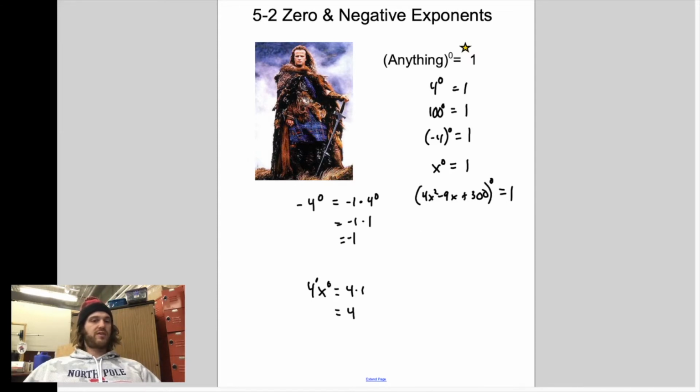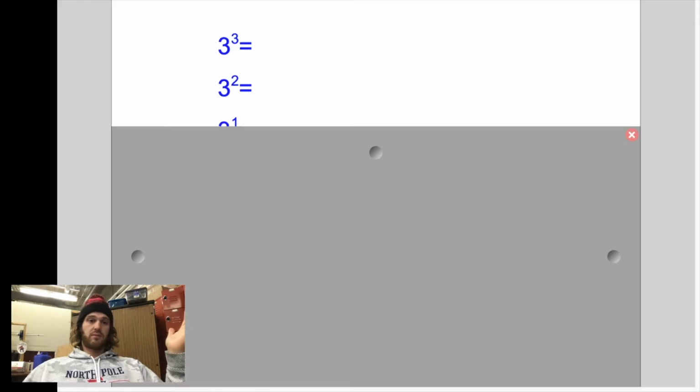Now, you're probably saying, Schlegel, you told me this rule, we did some practice problems, you haven't convinced me that it's true. Well, here goes nothing. All right, let's take a look. I'm going to convince you that something to the 0 power is 1. Let's start with 3 to the 3rd. We're going to go down the line here. 3 to the 3rd is 3 times 3 times 3, which is 27.